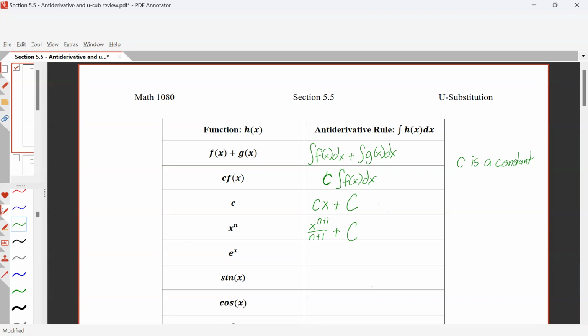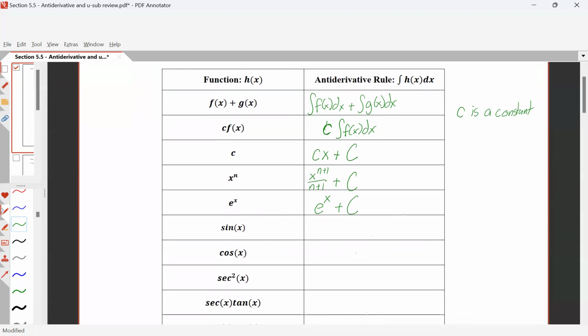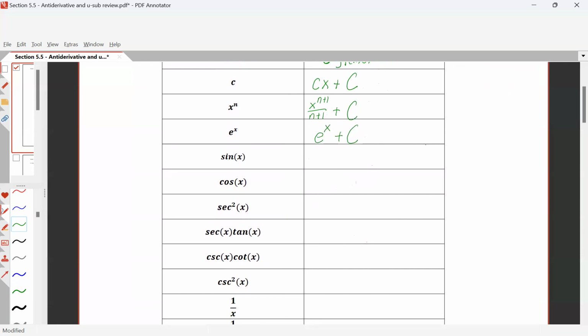We know the derivative of e to the x is e to the x. And so if I wanted to go backwards on that, the antiderivative of e to the x is e to the x. Now, getting into the trig antiderivatives, we know that the derivative of sine is cosine. So going backwards, the antiderivative of cosine is sine.